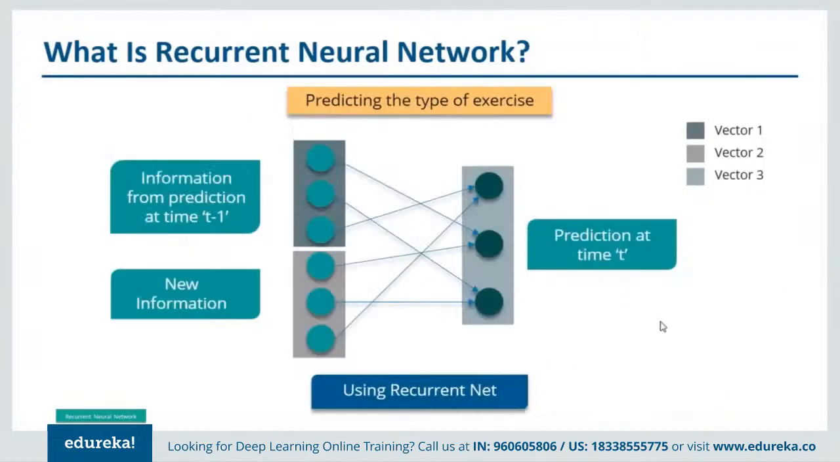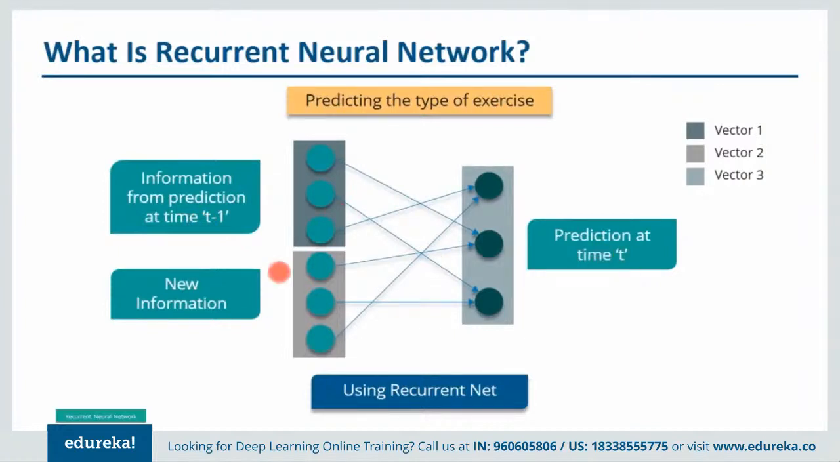Now what I'll do, I'll convert these things into a vector. Now what is a vector? A vector is nothing but a list of numbers. So this is the new information, along with the information from the prediction at the previous timestamp. We need both of these in order to get the prediction at time t.